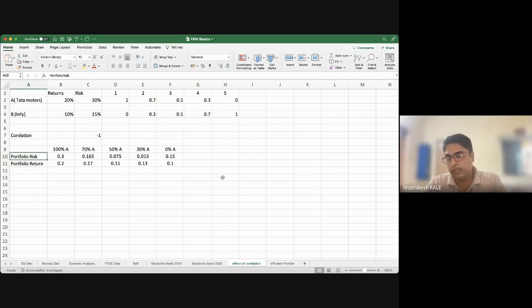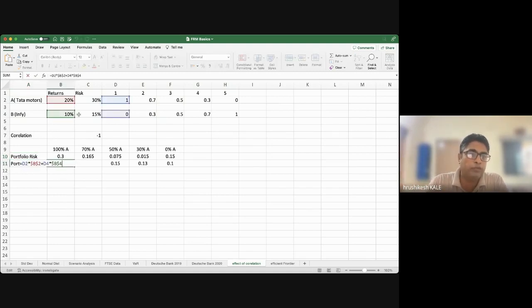Right? W1 R1 plus W2 R2, that's how you calculate portfolio return. So look, this is W1 multiplied by R1, W2 multiplied by R2. That's how you calculate portfolio return. Portfolio risk is nothing but the square root of W1 square R1 square plus W2 square R2 square plus 2 times W1, W2, R1, R2 and rho. The correlation rho is here.